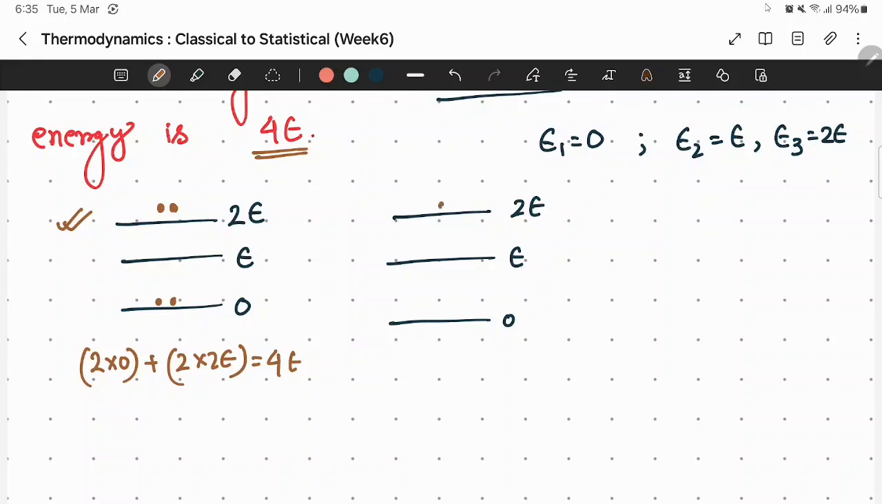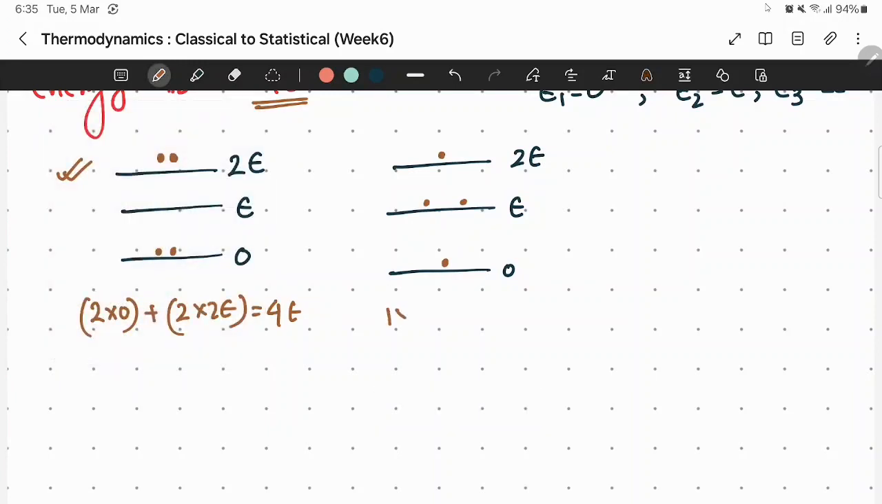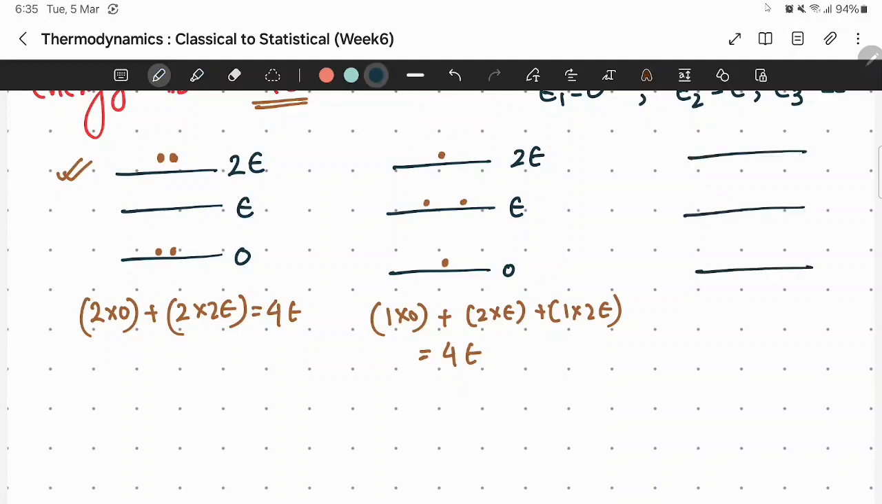Another can be this: 1 into 0 plus 2 into epsilon plus 1 into 2 epsilon, so essentially it is 4 epsilon. And the third one, with 2 epsilon, epsilon, 0, is like this.